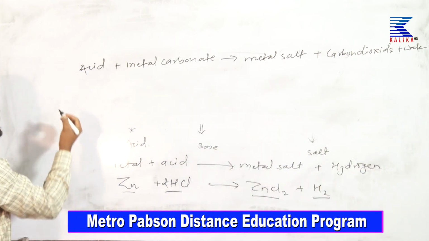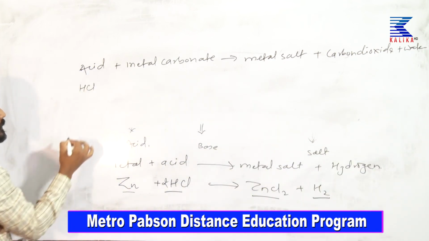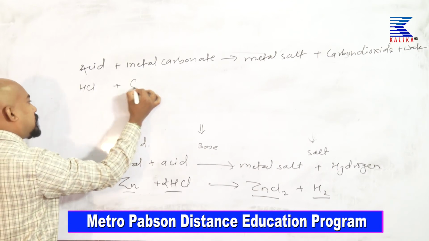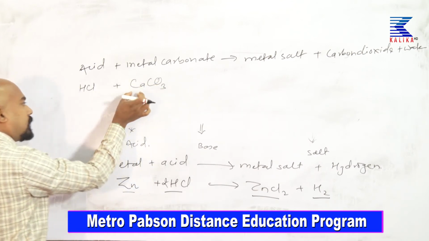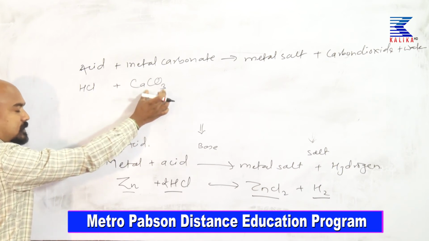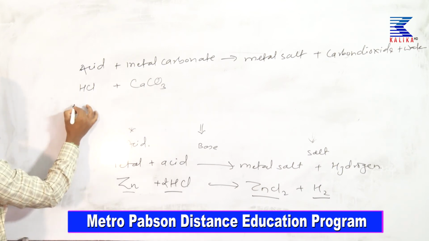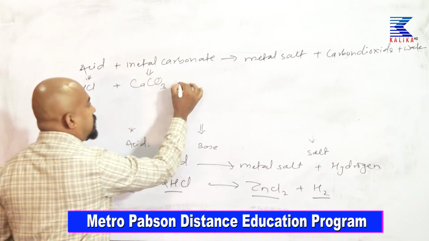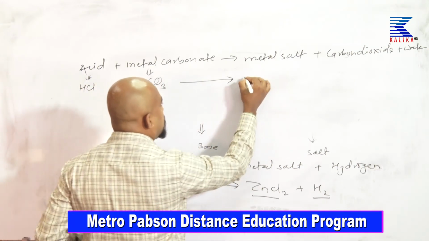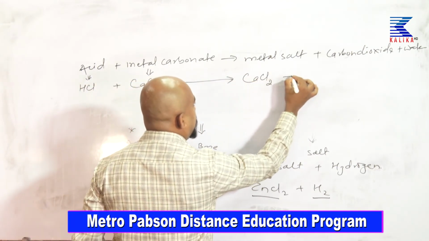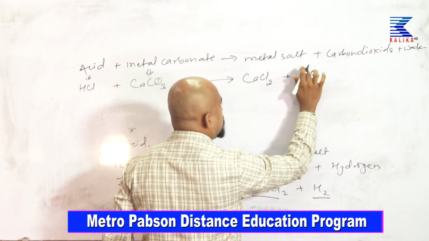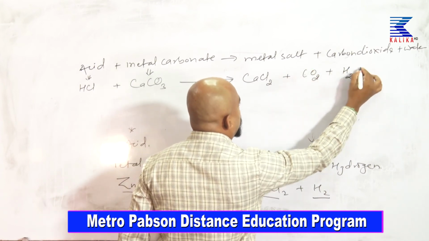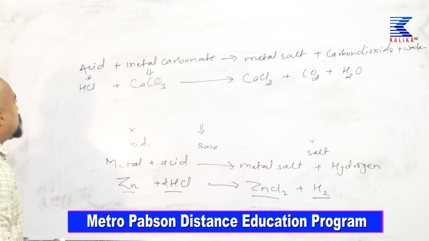So acid, take the example of hydrochloric acid, and a metal carbonate, calcium carbonate. Calcium is the metal, CO3 is the carbonate, so it is a metal carbonate, and hydrochloric acid is the acid. Here you can see the metal salt, calcium chloride, plus carbon dioxide plus water. Now check whether it is balanced or unbalanced. I think it is an unbalanced chemical equation.